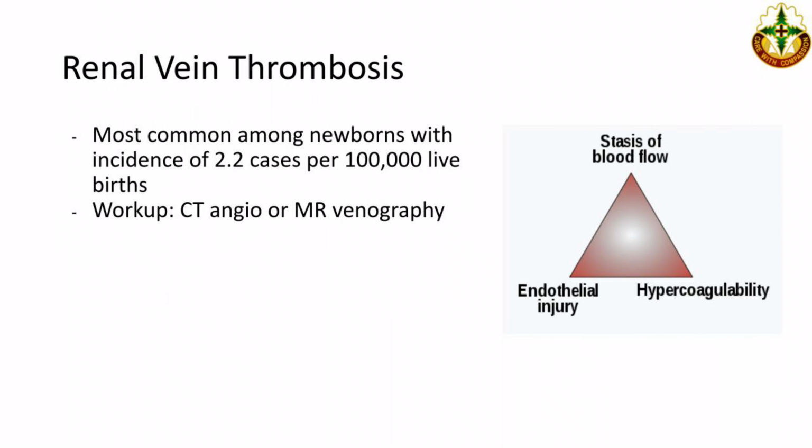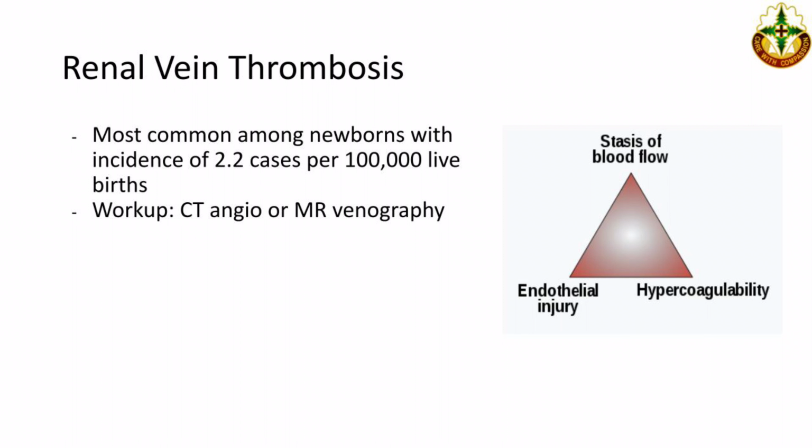For renal vein thrombosis, it's really more common in newborns and adults. In newborns, the incidence is about 2.2 cases per 100,000 live births, but there's very scarce data to determine prevalence among adults in the United States. Pathogenesis, like for any other thrombosis, is Virchow's triad, which is vascular endothelial injury, stasis of blood flow, and hypercoagulability.